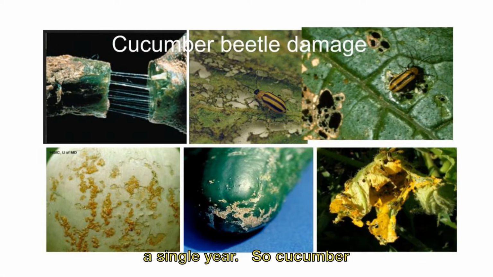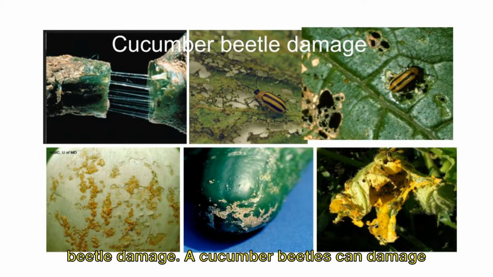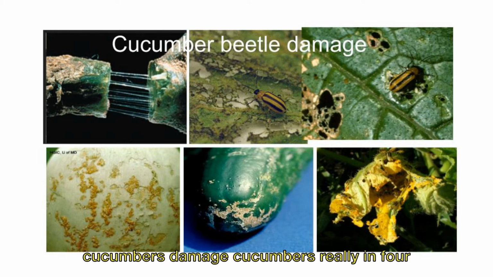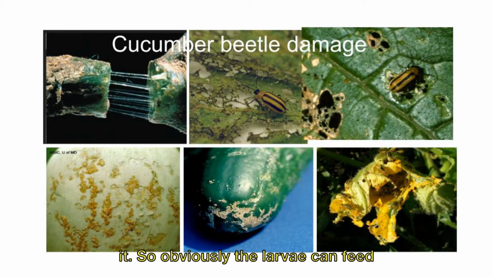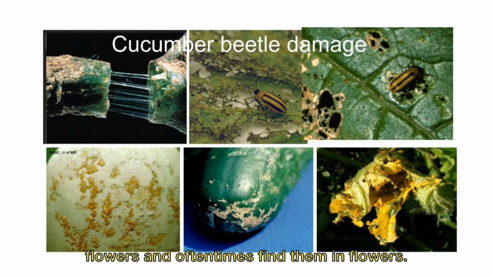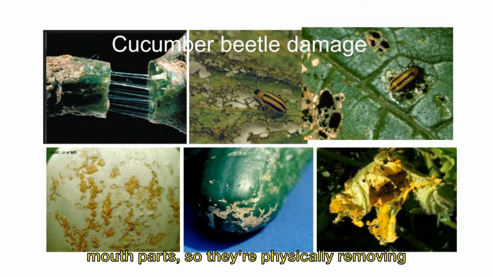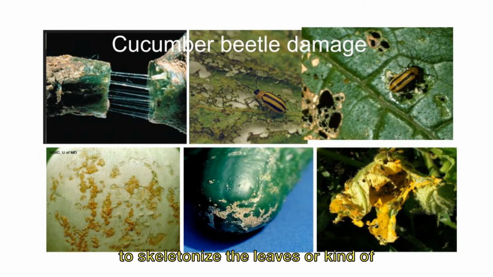All right. So cucumber beetle damage. Cucumber beetle can damage cucumbers really in 4 different ways if you think about it. So obviously the larvae can feed on roots, and that can have negative impacts on plant vigor. The adults will feed on leaves and flowers, and you'll oftentimes find them in flowers. So here's a flower with a bunch of striped cucumber beetles on it. And then also they'll feed on the leaves. They have chewing mouthparts, so they're physically removing parts from the leaves. They'll tend to skeletonize leaves or kind of make window panes in the leaves, so they don't necessarily feed from the edge of the leaf in, but feed from the interior of the leaf.